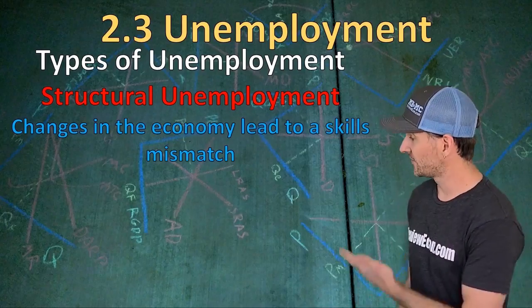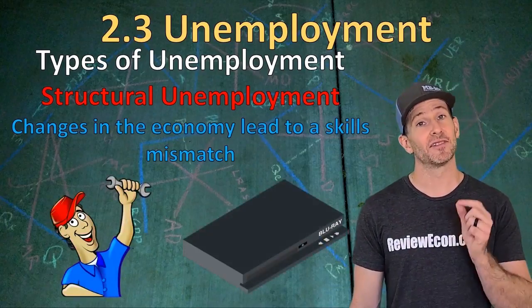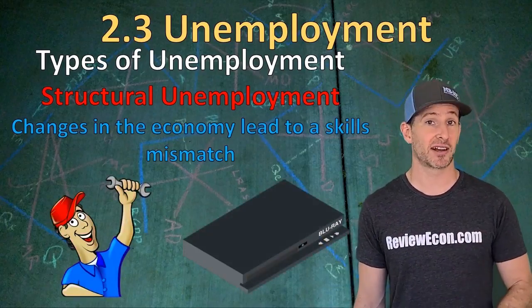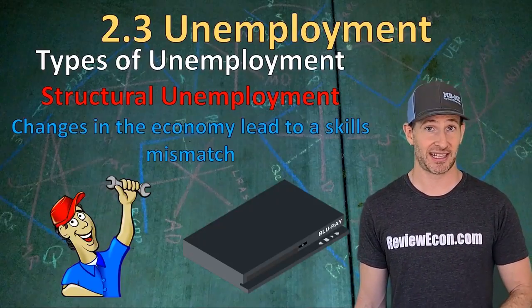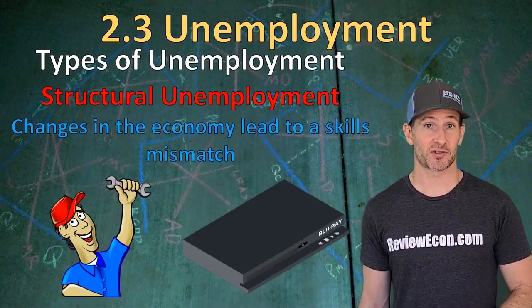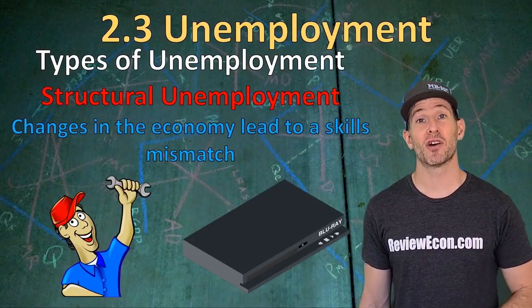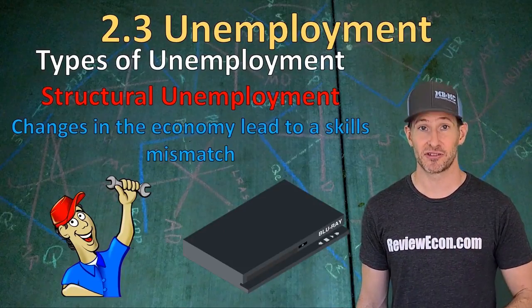For example, a lot of electronic repair people have lost their jobs as the price of electronics have fallen. It's no longer worth it to pay somebody to repair most of those things. As a result, those electronics repair people are out of work and may need to go back to school to learn new skills for the new jobs available.